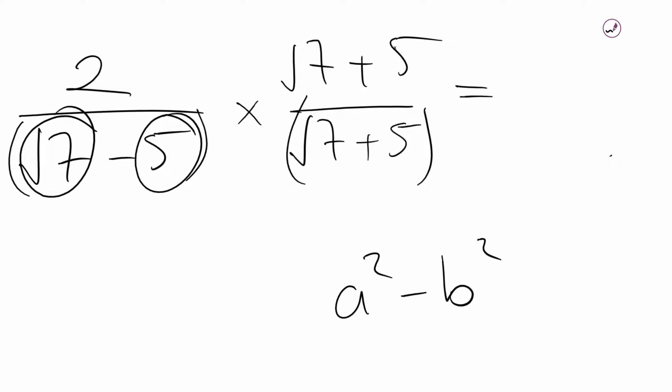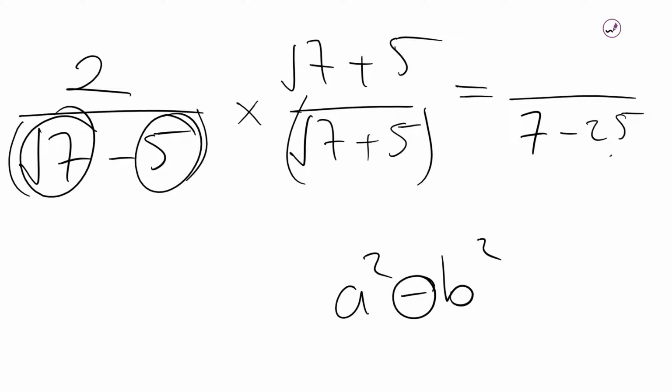What is root 7 squared? 7. What is 5 squared? 25. And it's a squared minus b squared, so minus 25. Exactly.